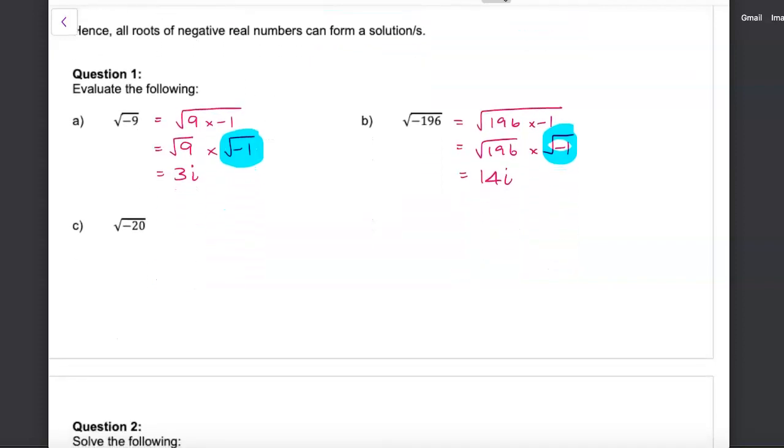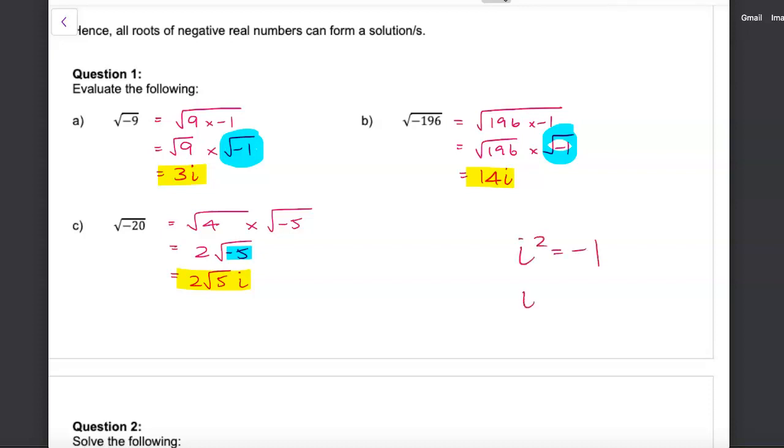The square root of negative 20, well, we can define that as the square root of 4 times the square root of negative 5. So it's going to be 2 lots of the square root of negative 5. Now let's redefine this negative 5 as 5 lots of negative 1. So this is going to be 2 root 5 times root negative 1, which is i. So what we've just done here is redefined these values as complex solutions using this complex number, saying that i squared is negative 1, so i is the square root of negative 1.